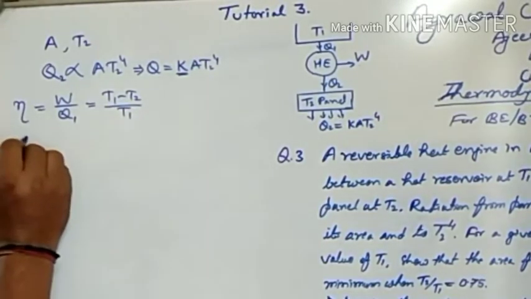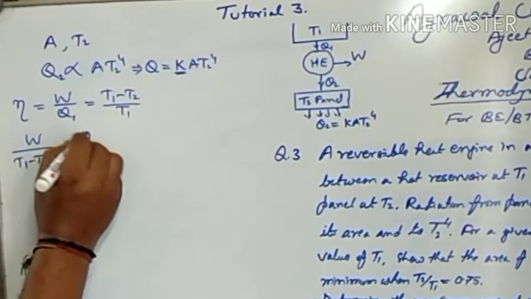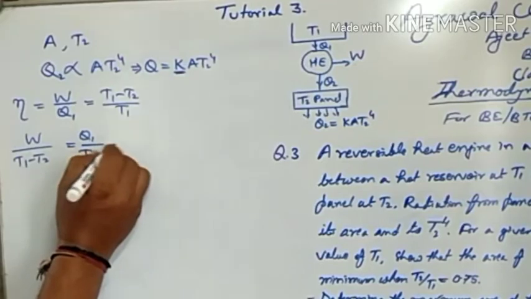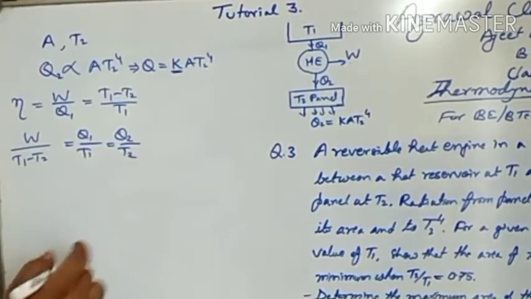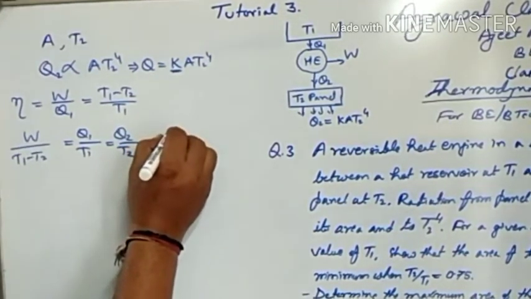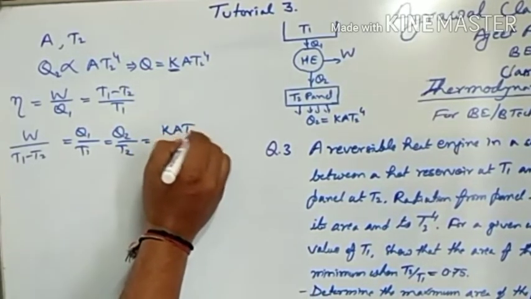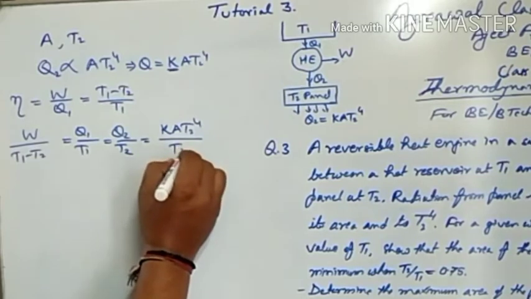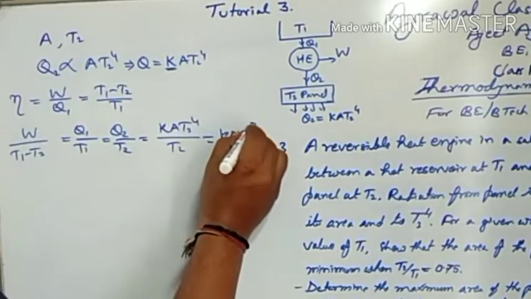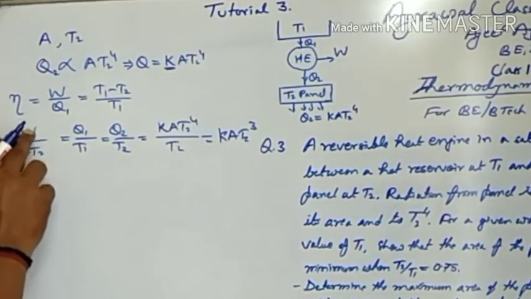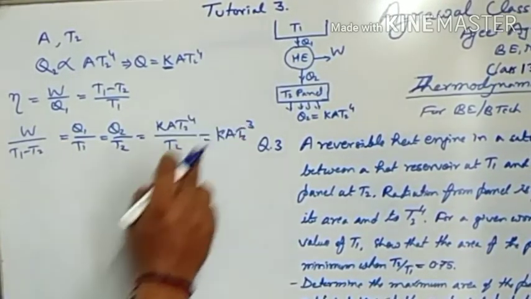So from this we can write W upon T1 minus T2 is equal to Q1 upon T1, or we can also write this as Q2 upon T2, because it is a reversible heat engine. So here we can write Q2 as K A T to the power 4, upon T2. So it becomes K A T to the power 3. So W upon T1 minus T2 is equal to K A T to the power 3.